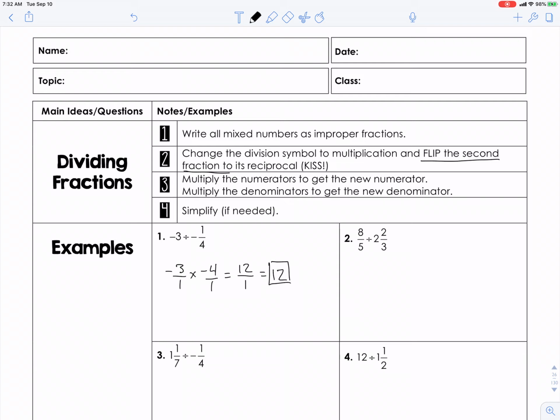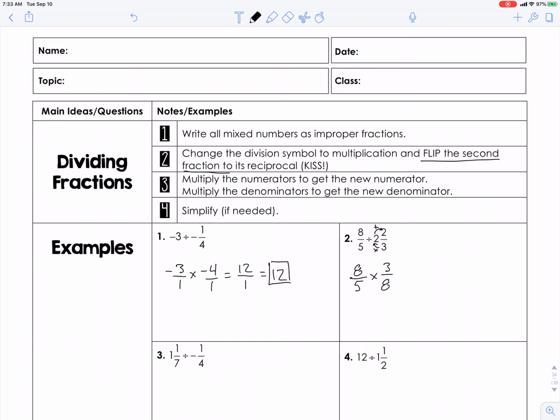Let's look at number 2. 8/5. We just write 8/5. There's no whole number, so it's already a fraction. I don't have to mess with it. Take the division symbol, change it to multiplication. Now the second one, I'm going to have to do some stuff too. I got to multiply and add. So 3 times 2 is 6, plus 2 is 8. So that gives me 8/3. So I'm going to flip that to 3/8.